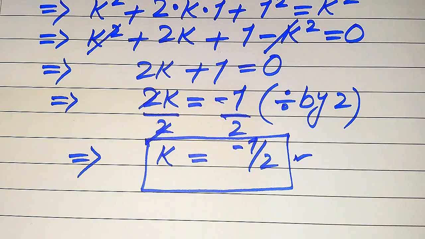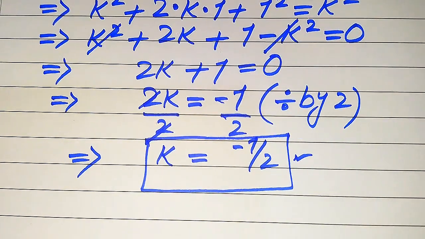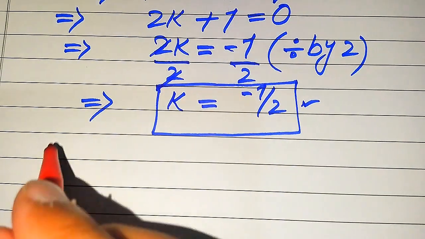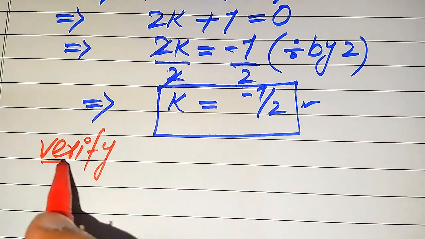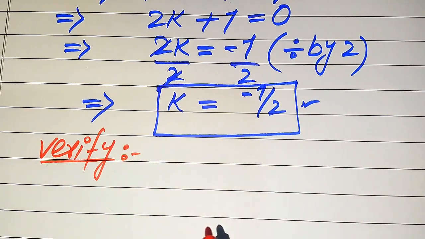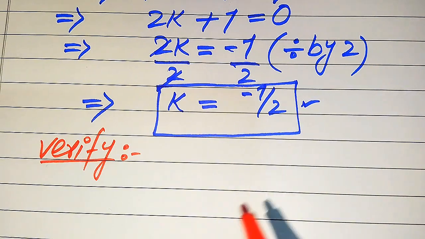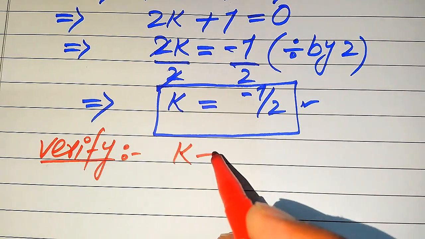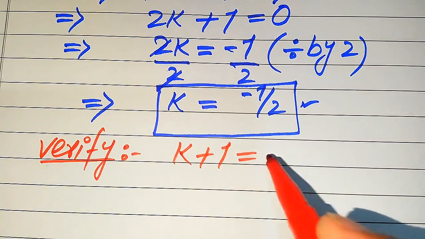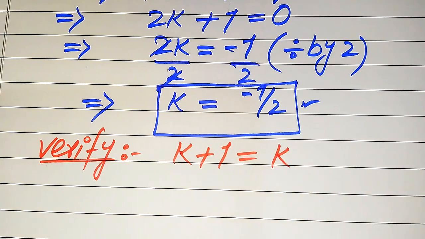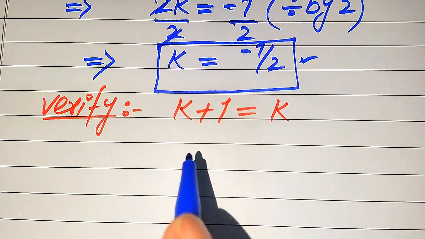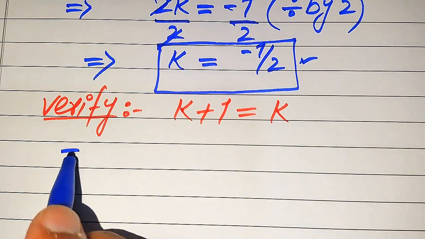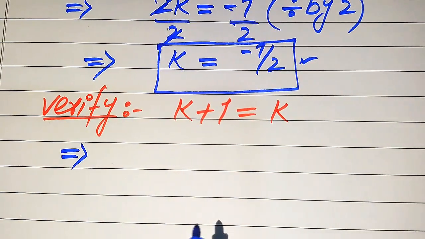And in the next steps, we need to verify whether this root is a solution of the given equation, or whether it is an extraneous root. So for verification of this root, we need to copy down the given question statement. Here it is k plus 1 is equal to k. This is our given question statement, and here we substitute the value of k on both of the sides, and we check the behavior of this equation.